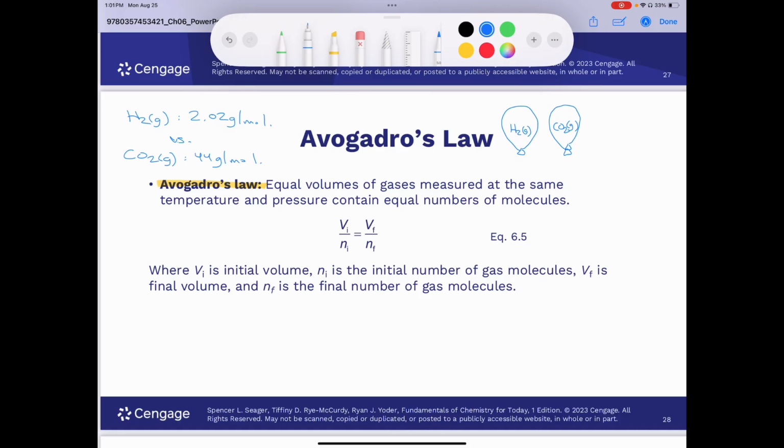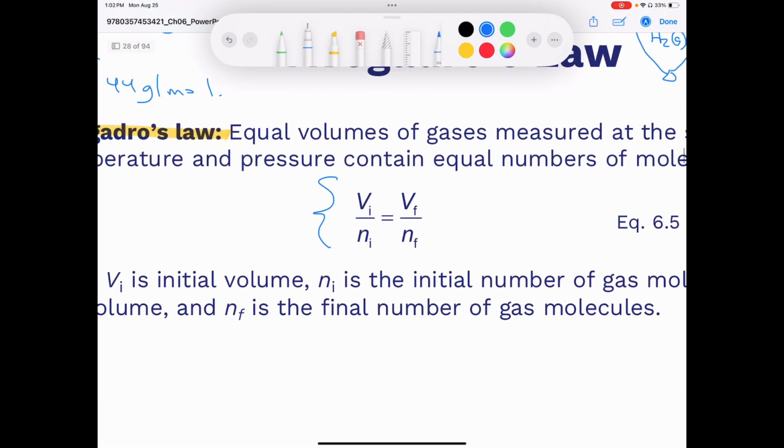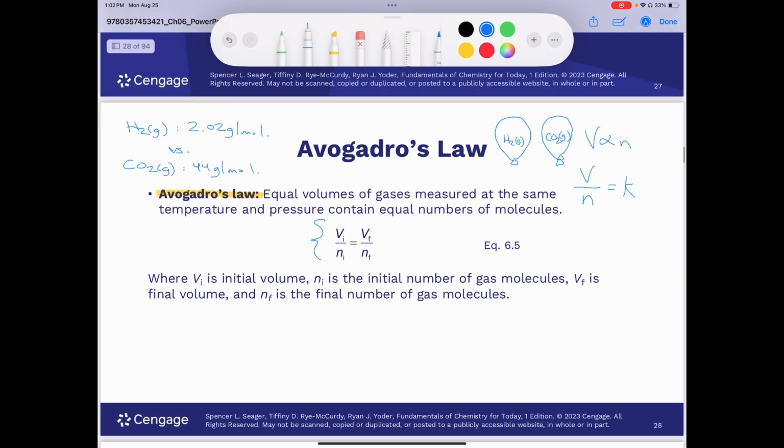And so what that means is that the volume is going to be directly proportional to the number of moles of gas, irrespective of the identity of the gas. Okay. So we can write that and say, well, volume divided by the number of moles is going to be equal to some kind of constant, which won't change. And so we can rewrite Avogadro's law, as you see here: initial volume over initial number of moles is equal to final volume over final number of moles, like that.